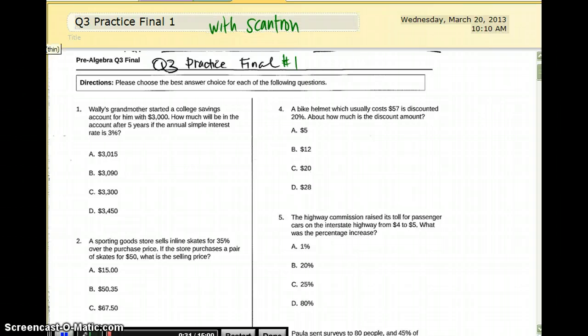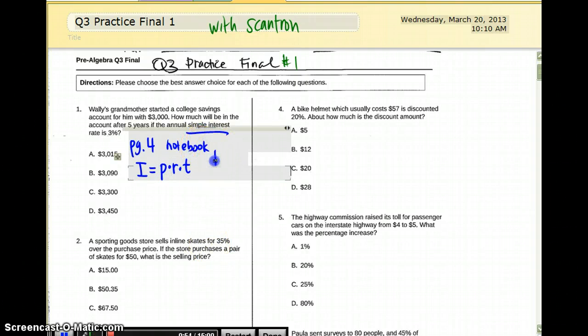Question number 1 is asking for a simple interest. On page 4 in your notebook, we took a few notes about simple interest. There is a formula that we use, and that is I equals P times R times T, and that stands for interest. P is the amount that you borrow. We call it the principal.